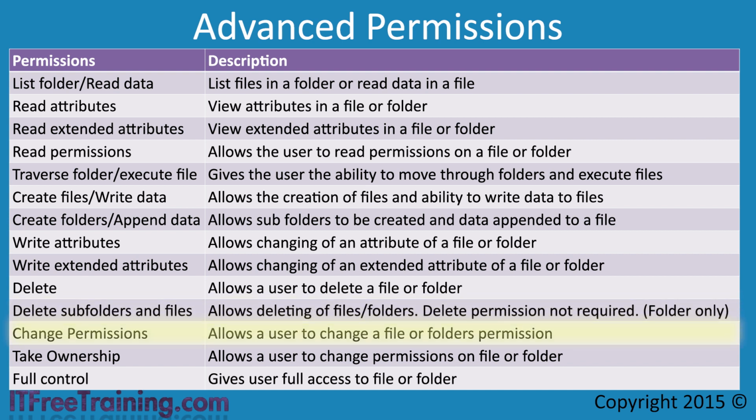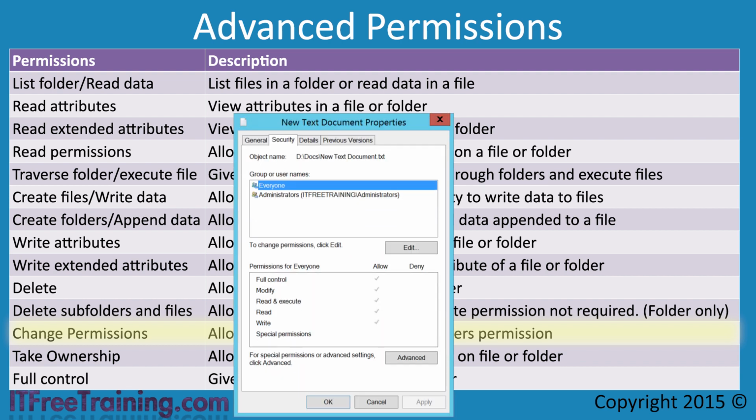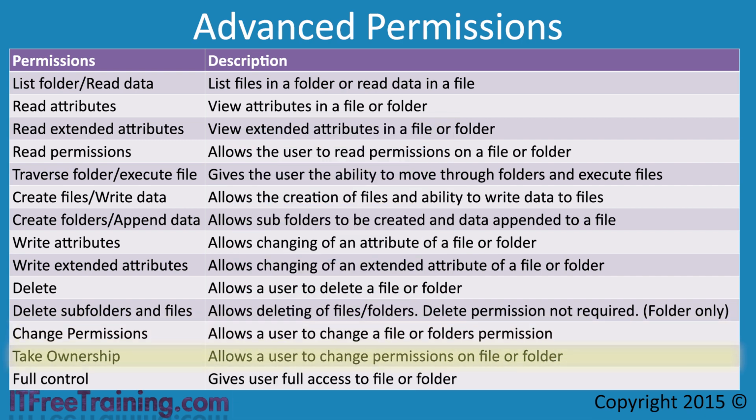The next permission is Change Permissions. This essentially allows the user to change permissions shown on the Security tab. Having this permission essentially means the user could change the permissions, giving themselves all the other permissions if they want to, but it is what it is. The next permission is Change Ownership. This allows the user to change the owner of a file or folder.